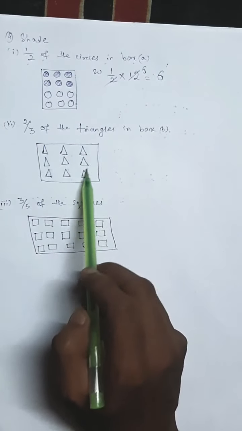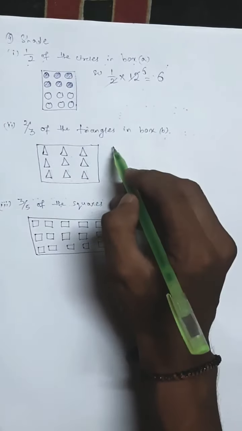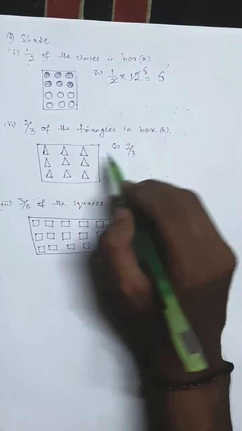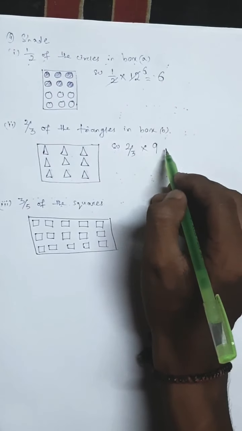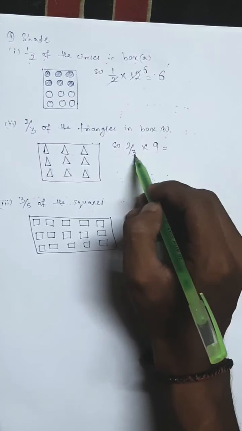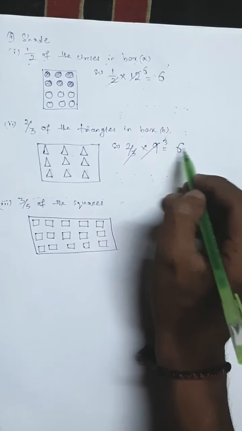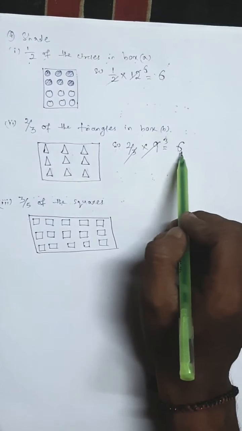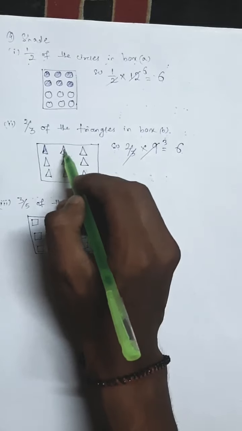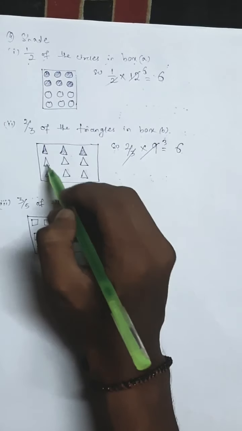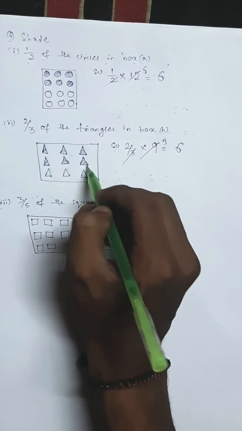Here also first we have to find how many triangles are there. There are 9 triangles here. So 2 upon 3 of means again into. How many triangles are there? 9. 9 is divisible by 3. 3 3s are 9. Now 3 2s are 6. Here we can set 6 triangles in the box. 1 2 3 4 5 and 6.